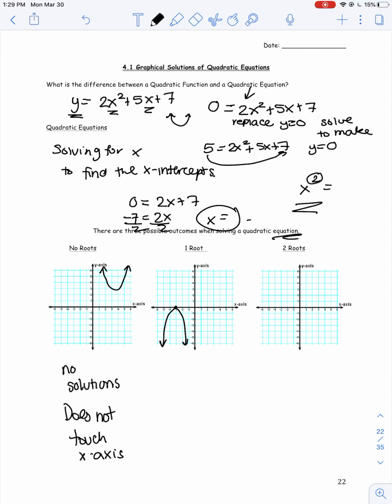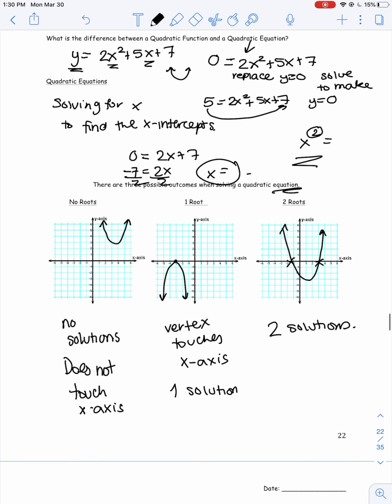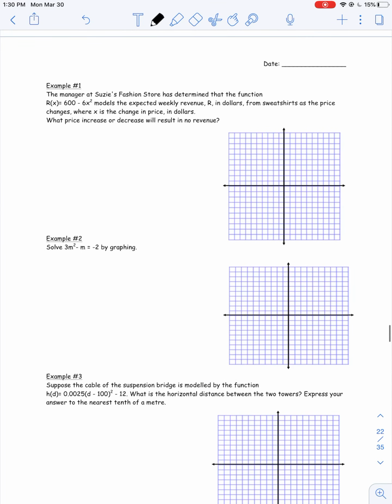Now, one root is going to be where your vertex touches the x-axis. So if you see that the vertex touches the x-axis, there will be one solution. So that means one root. A root is just how many solutions there are. Two roots would be where the graph could be upwards or downwards, but it goes through the x-axis 2 times. So this one has 2 solutions. So you can graphically figure out how many solutions there are, and then we can actually find them. That's what we're going to be focusing on in this lesson.